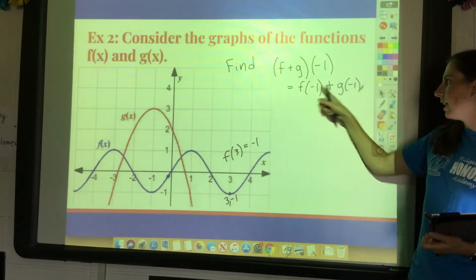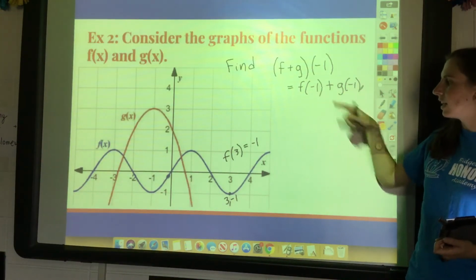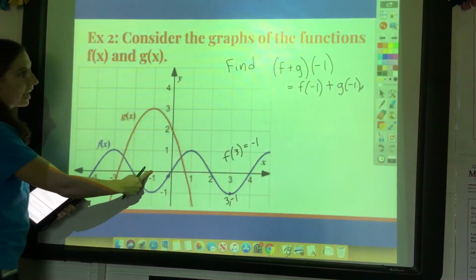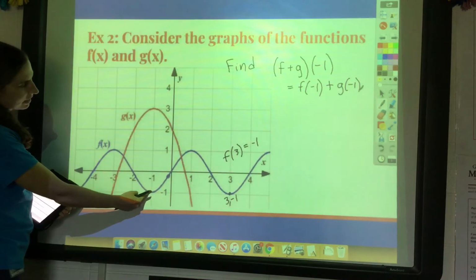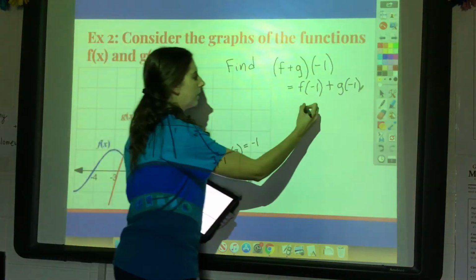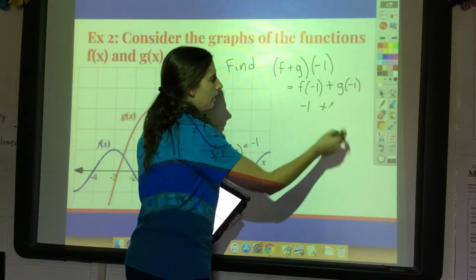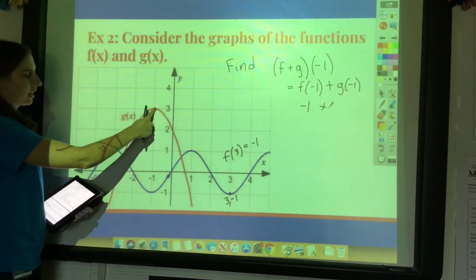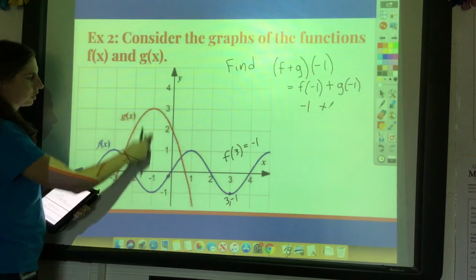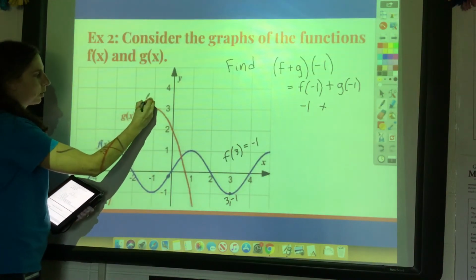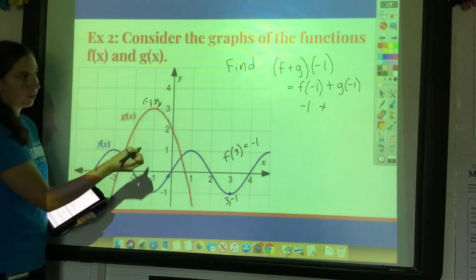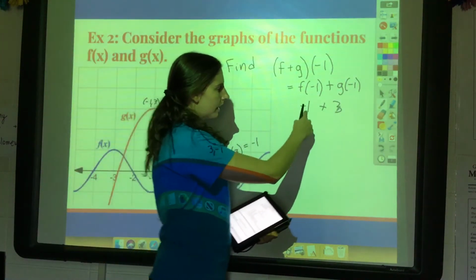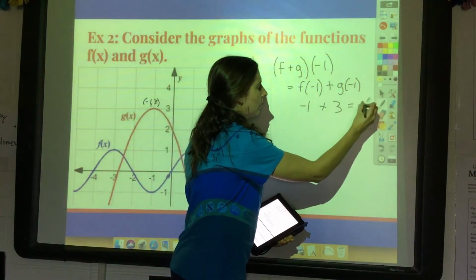So let's go to the input, or x value, of -1. That happens here. The f function is down at -1, so that's its output. The g function at -1 is up at 3, so the output for the g function is 3, because this is the point (-1, 3). And that's it. Just add them together. -1 plus 3 is 2.